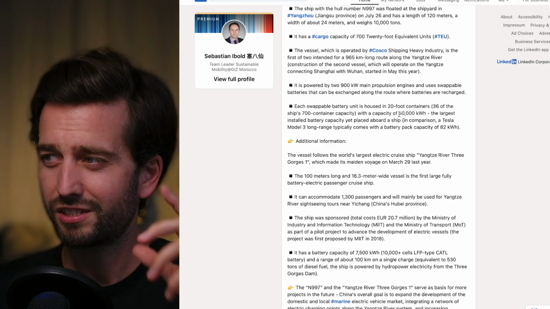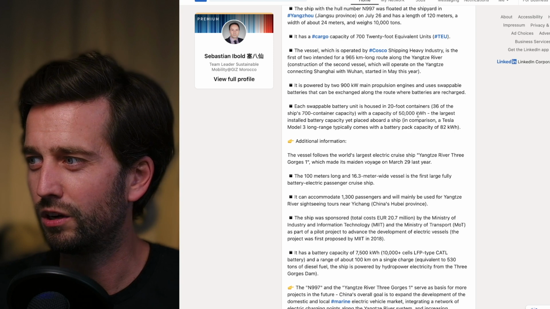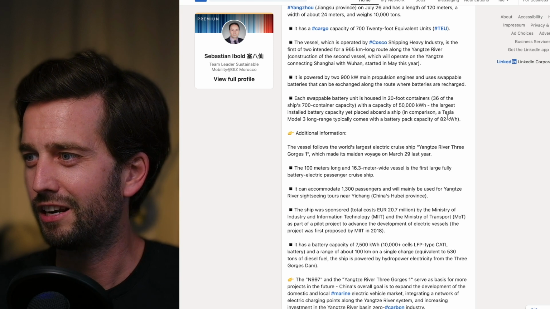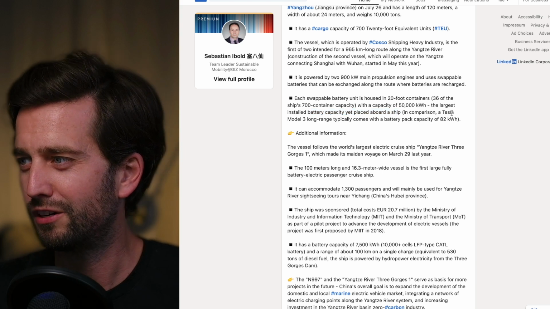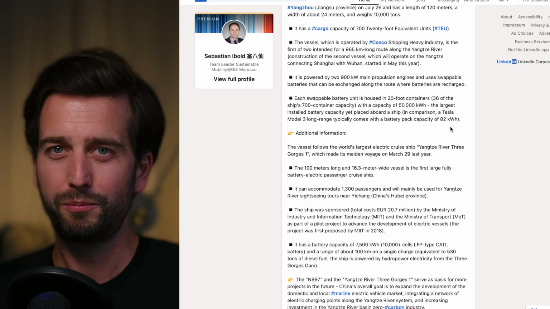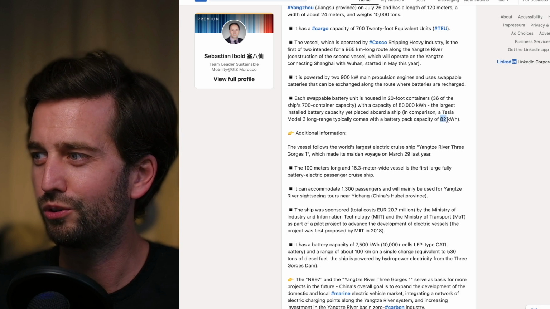And just to give you a sense, the capacity is 50,000 kilowatt hours. So that is the largest installed battery capacity yet placed aboard a ship. In comparison, a Tesla Model 3 long range typically comes with an 82 kilowatt hour battery.